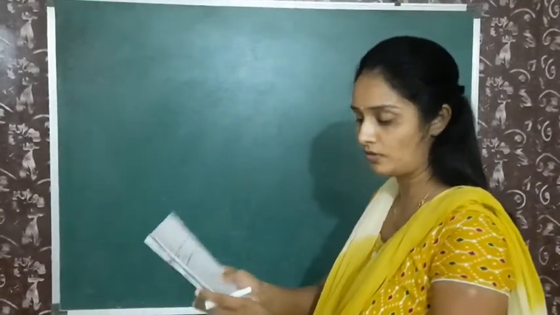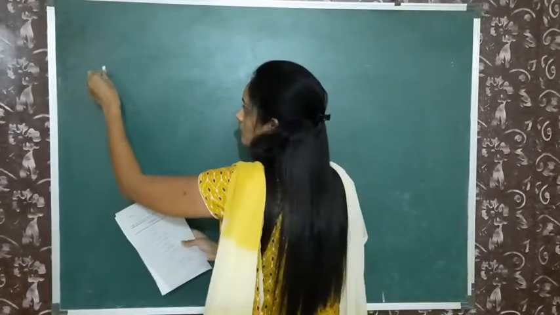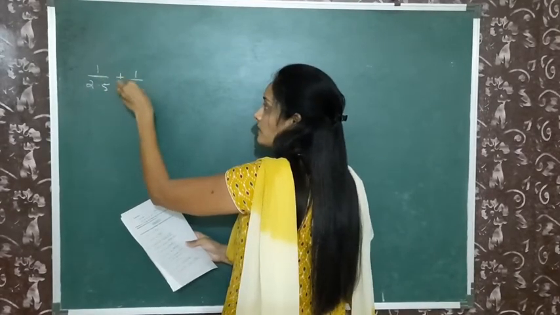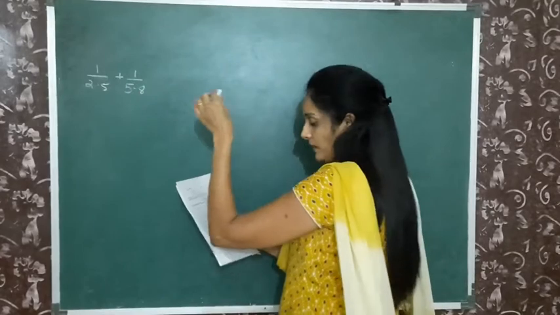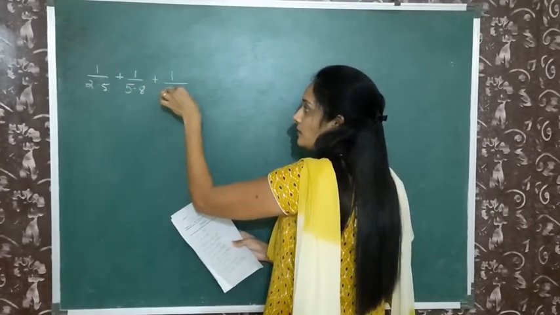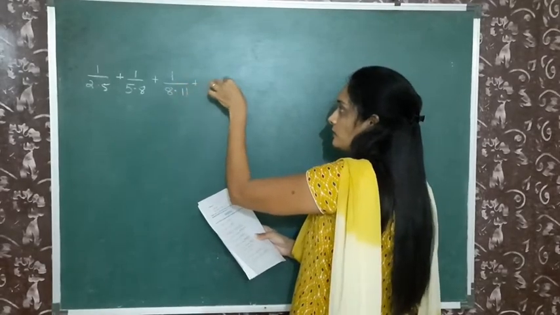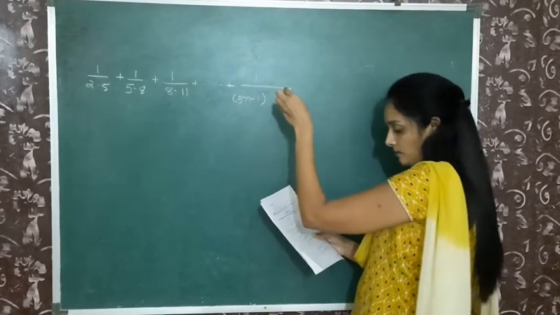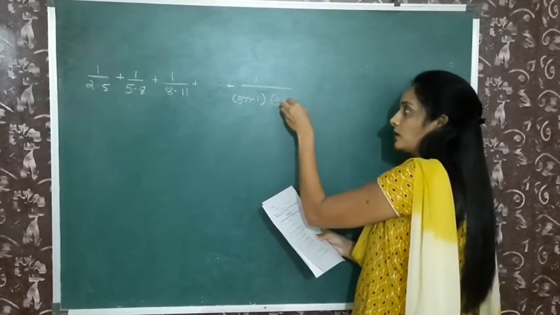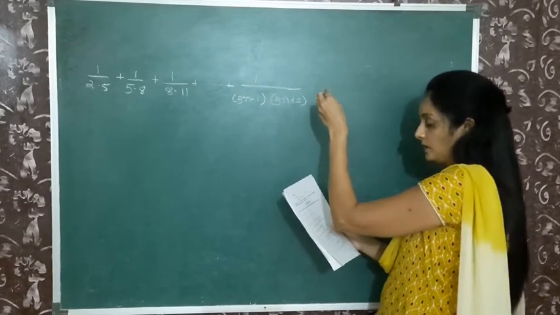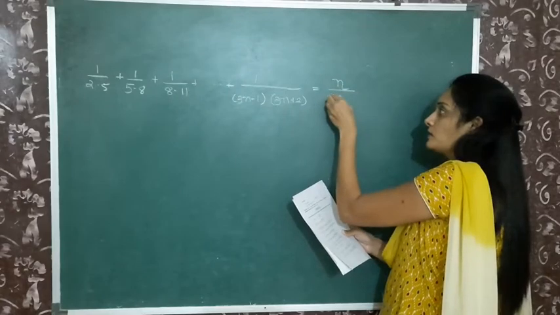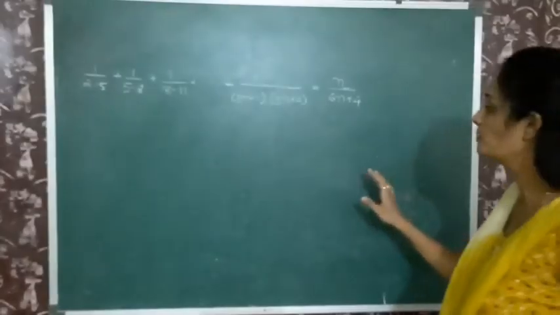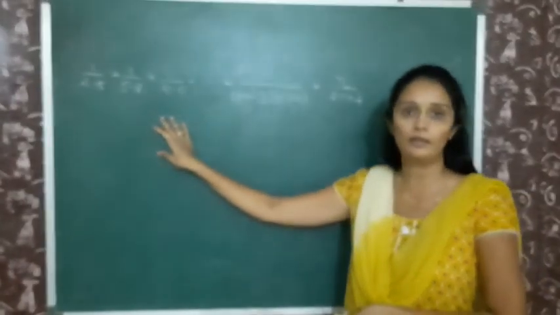Today we are going to do sum number 10 by principle of mathematical induction. The sum is 1 upon 2 into 5 plus 1 upon 5 into 8 plus 1 upon 8 into 11 up to 1 upon (3n minus 1)(3n plus 2) is equal to n upon 6n plus 4. We have to prove this sum by principle of mathematical induction.